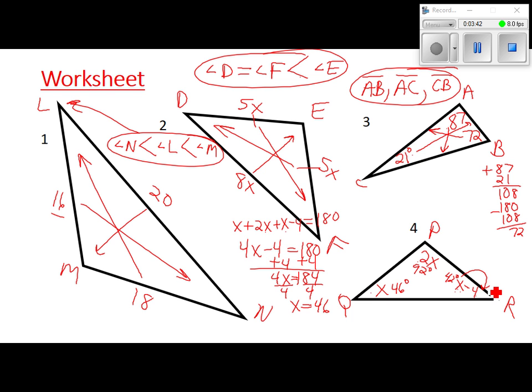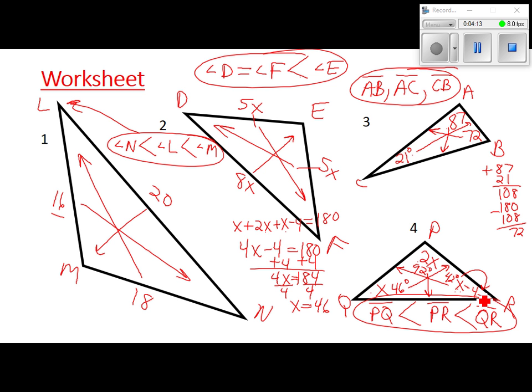Now we can list the sides. We want the shortest side. Shortest side is going to be across from the smallest angle. That's that angle, so that's PQ. I'm going to use the alligator mouth again. PQ has to be less than the next shortest side, which is across from the 46-degree angle, segment PR. And then the biggest side has to be across from the biggest angle, which is 92 degrees, so segment QR. And that's your answer on number 4.